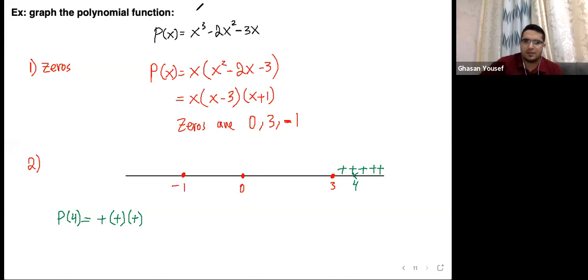Pick any number between 0 and 3. 2. Okay, nice. What is B of 2? 2 is positive. 2 minus 3 is minus 1, which is negative. 2 plus 1 is 3, and the 3 is positive. Positive times negative is negative. Negative times positive is negative.